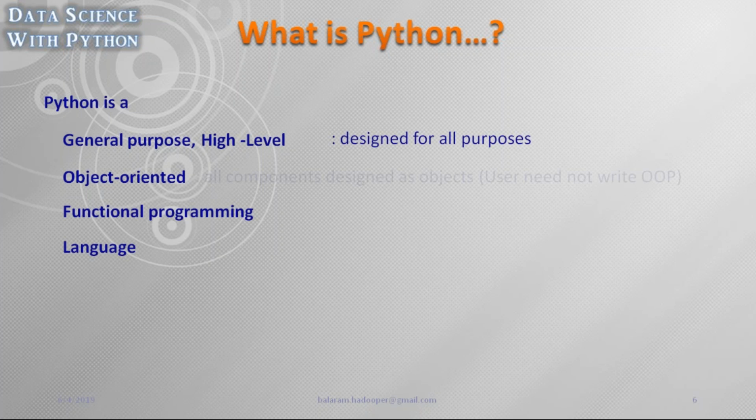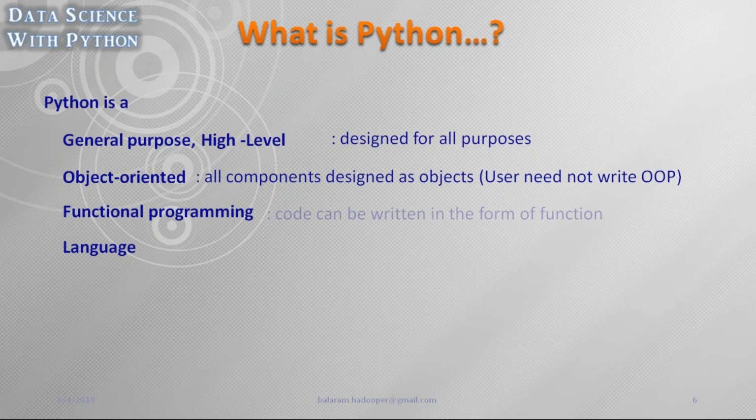Object oriented means all components are designed as objects only, which is object oriented programming. You need not define the classes and objects. Predefined classes are there. You can define the objects simply, and you can use the object-oriented programming concepts without defining them. And it is a functional programming language.